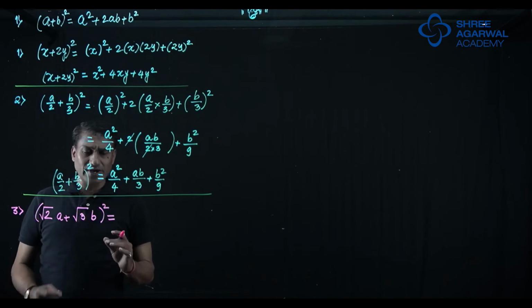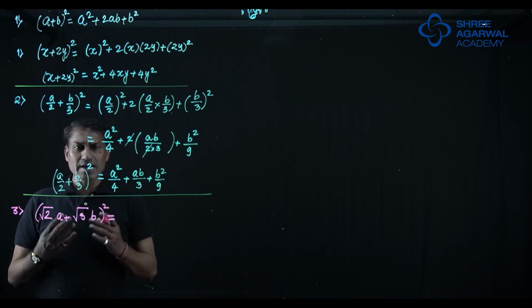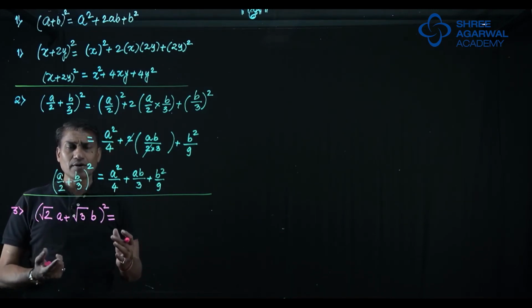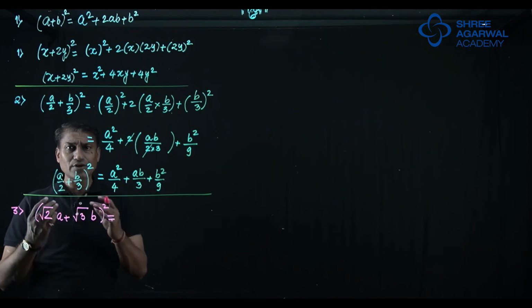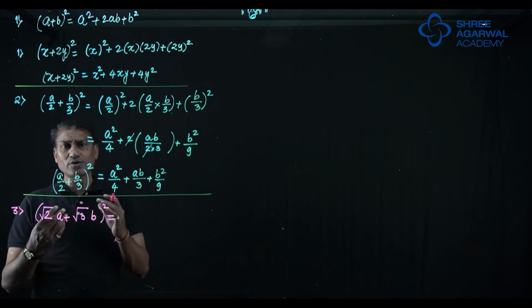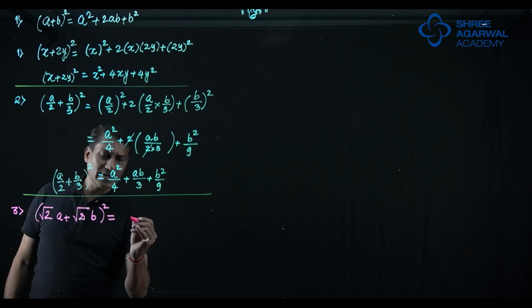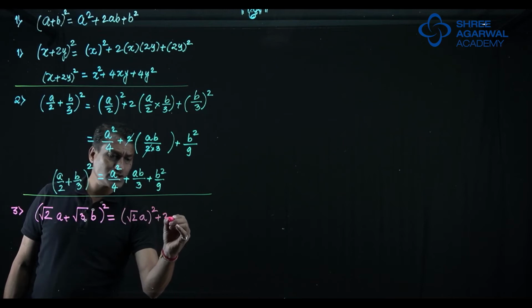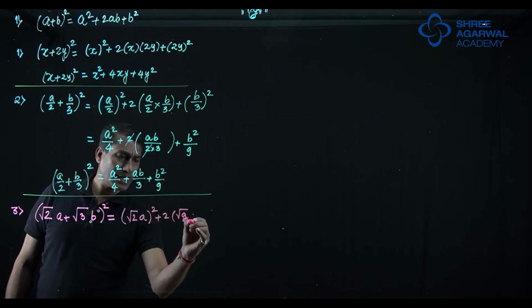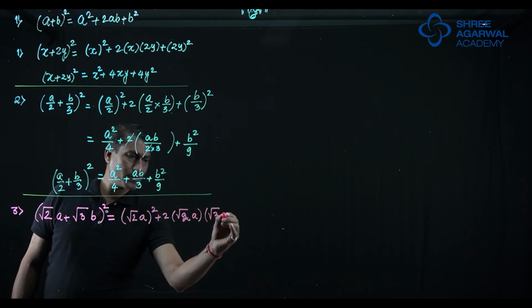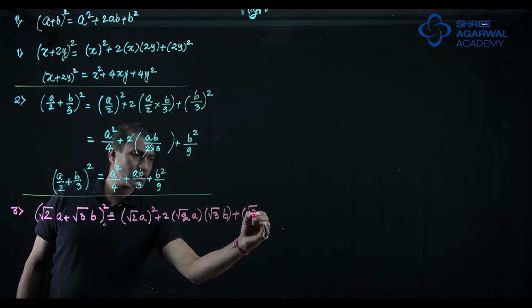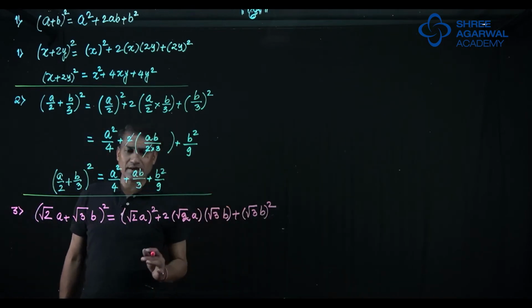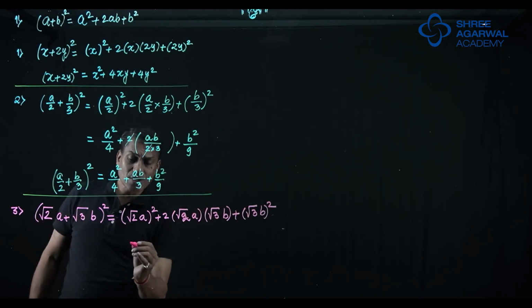(a+b)². In our mind we keep on saying (a+b)² is equal to a² + 2ab + b². But when we are writing a, we will not write a, we will write √2a. When we are writing b, we will write √3b. So I would write a² + 2ab + b². This was the substitution step. And now we are going to simplify it.